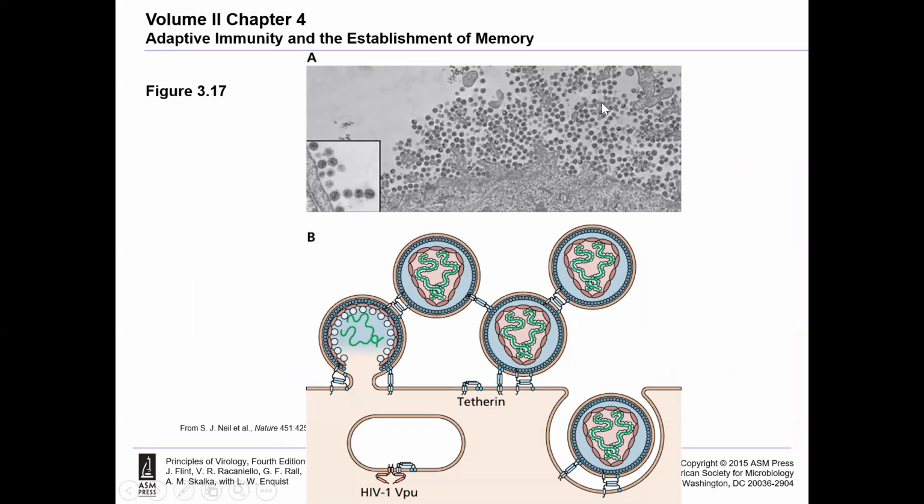And if you want to know more, take PathMicro 141, also known as PathMicro 140 Fun, next semester, because I'll be teaching it and we will talk about this paper. And so Tetherin is produced and then it holds HIV. It's like, you're not going anywhere.